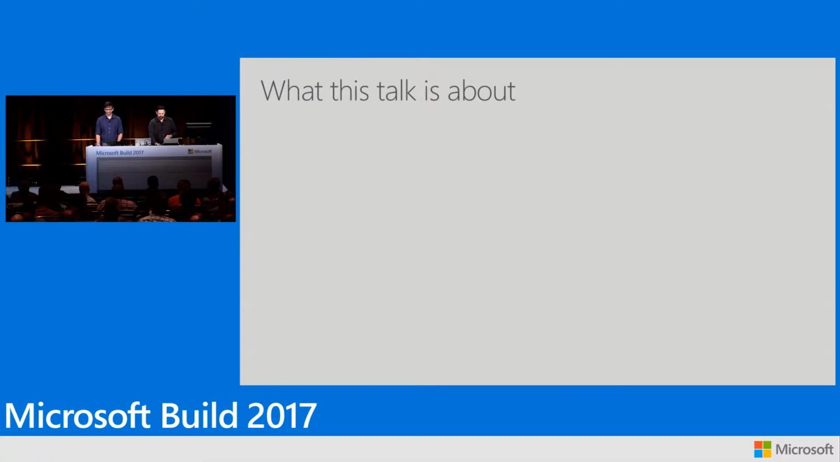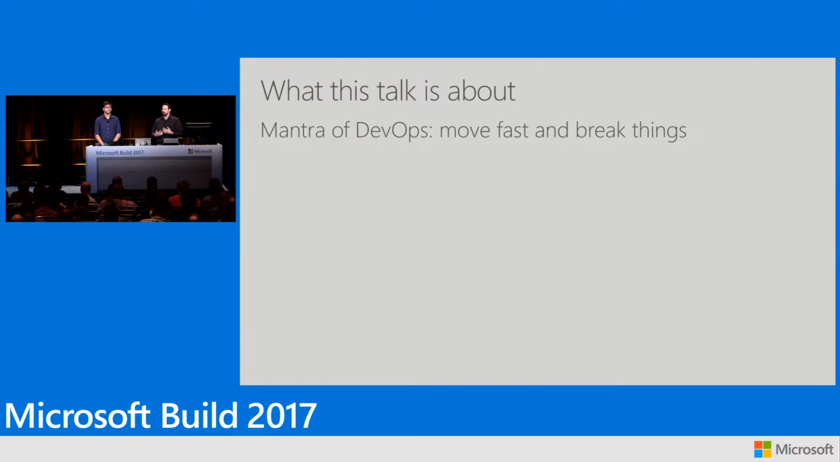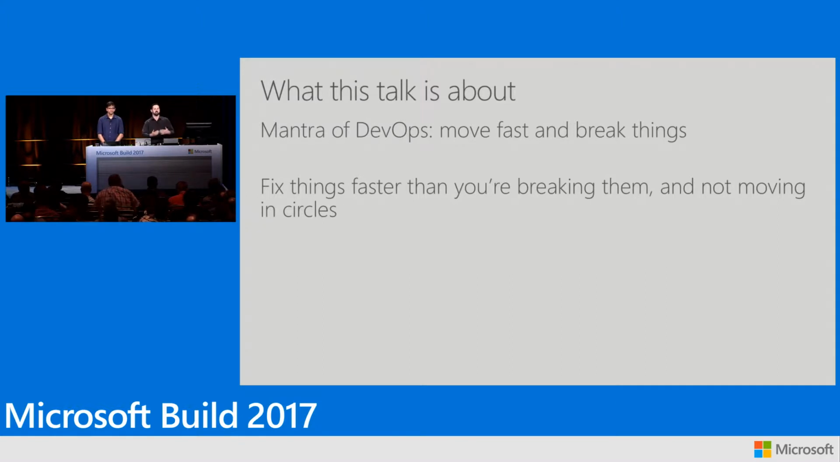OK, so what is this talk all about? Right? So we talk about DevOps and the mantra of DevOps and being agile and getting your stuff to the cloud so you can get stuff to your customers faster. And so we really believe in this move fast and break things kind of idea. But that means you're doing more testing and fixing of stuff in production. And so one of the things that's kind of implied about move fast and break things is you actually need to be fixing these things faster than you're breaking them and not sort of running in circles, so to speak.